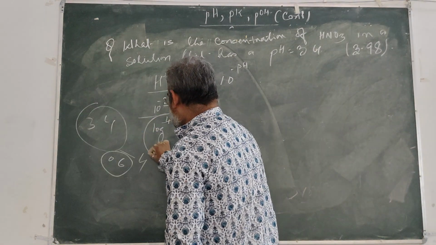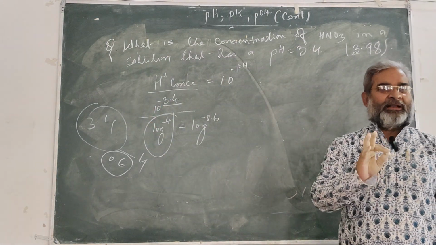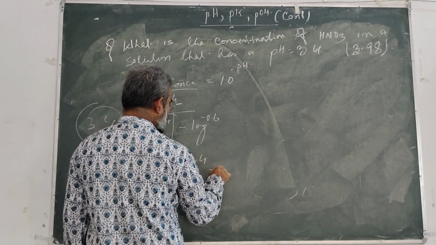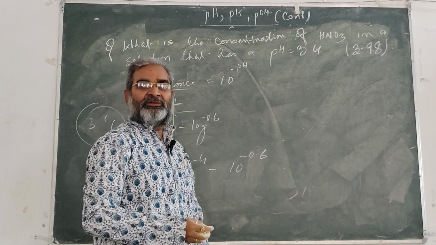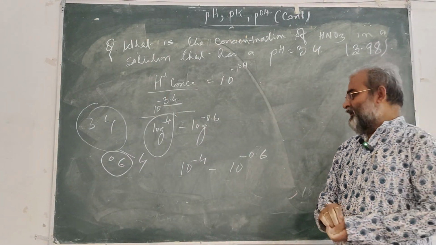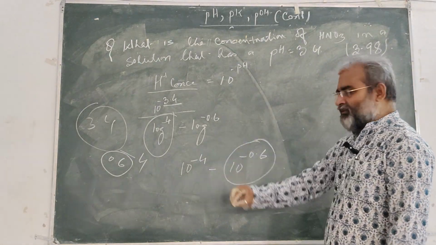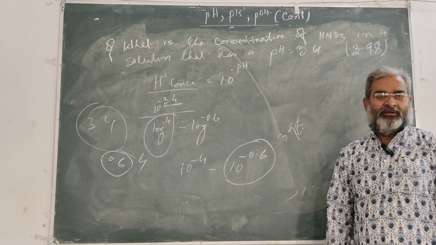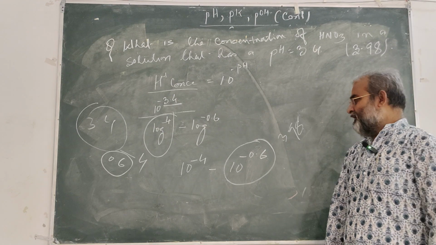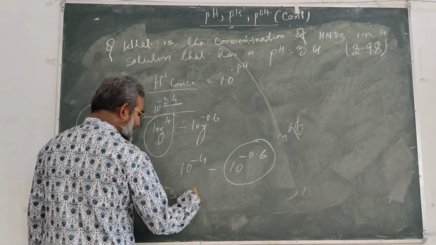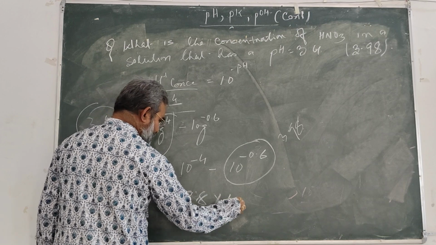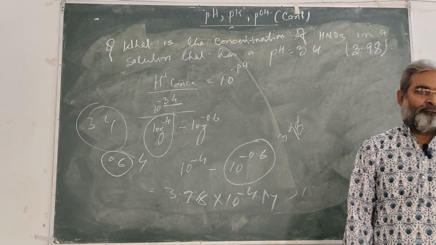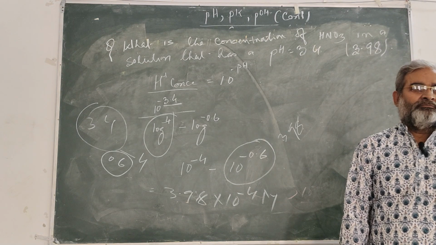Then you remain this in hand. आप इसको हाथ में रखें. And you obtain the anti-log value of 10 to the power 0.6. You obtain the anti-log value of here. And anti-log value is 3.98. That means the value is 3.98 into 10 to the power minus 4 M. क्लियर? कोई दिक्कत नहीं.